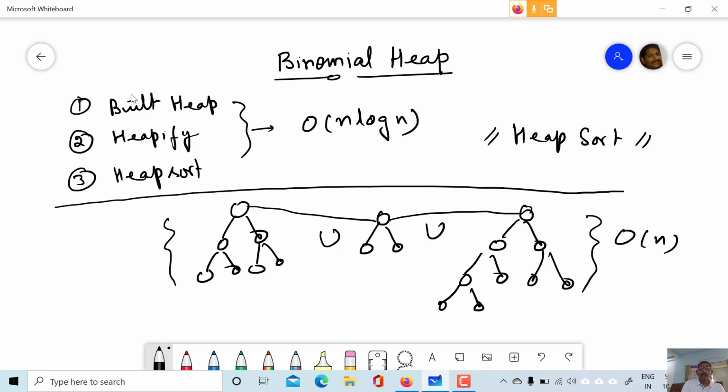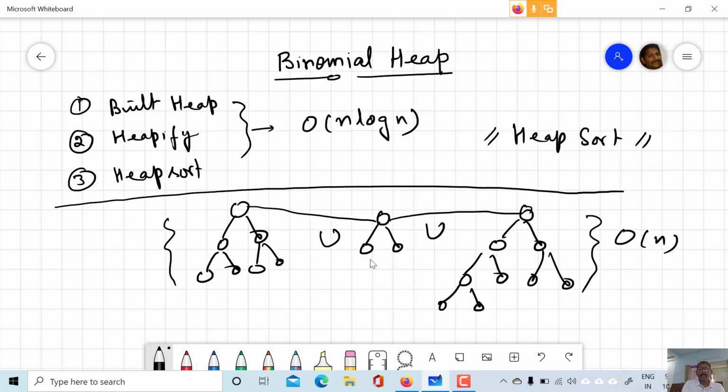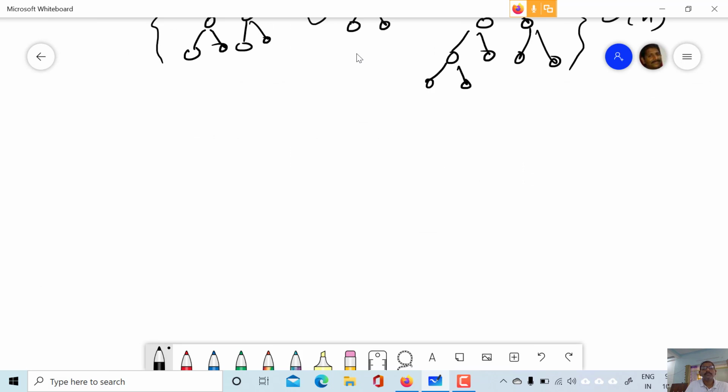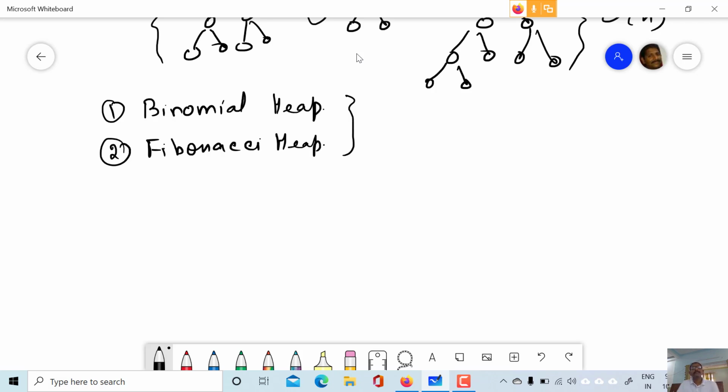So for this purpose there are two tools. One is binomial heap and the second tool is Fibonacci heap. Half of the story is already told by their names, like binomial, like Fibonacci. Out of these two algorithms, the Fibonacci heap is a little better than the binomial heap. In this lecture I am going to discuss the binomial heap.